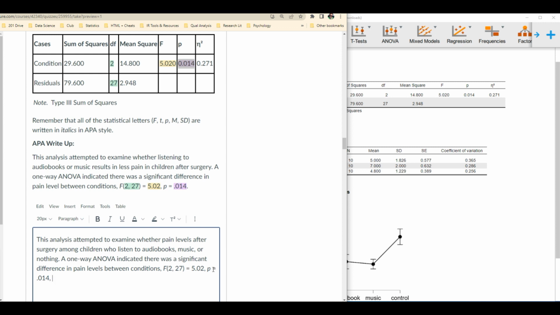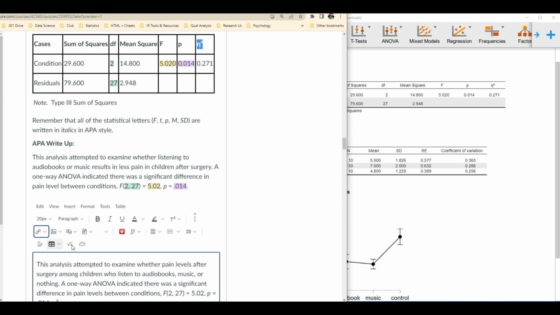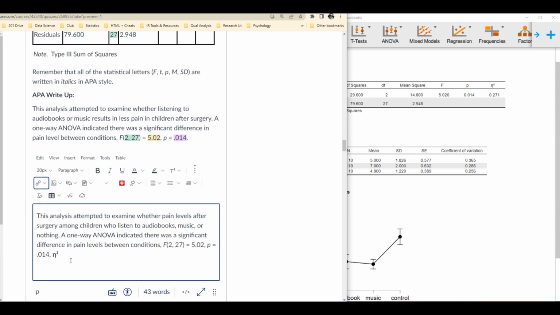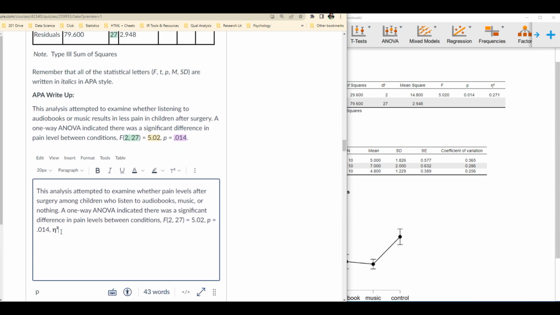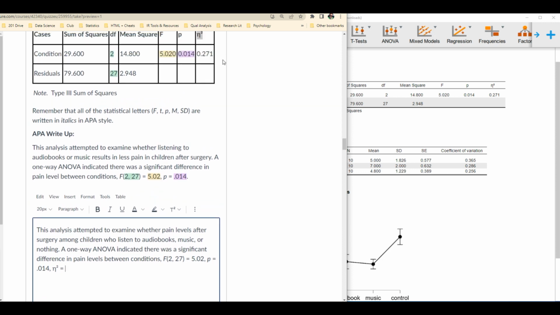And I'm going to go ahead and add in, I hope it will let me copy it. If it doesn't, you can add it using the equation option. Does not need to be bold. Equals 0.271. So this is the write-up of the first part of this analysis.